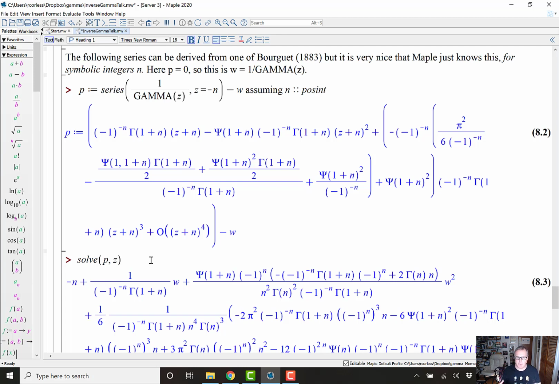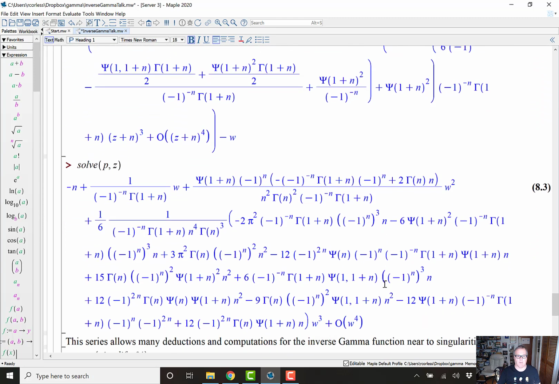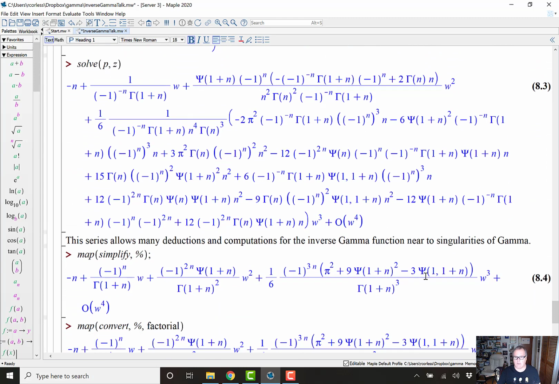Reversion of series is something that could be taught in first year calculus, but just isn't. You might get taught it in a combinatorics class where you learn about the Lagrange inversion formula, but it's just a fabulous way of getting reversed series in Maple. Just solve a series equal to 0 for one of the variables, and out pops Z is equal to minus N plus minus 1 to the minus 1 gamma of 1 plus N times W plus something times W squared plus blah, blah, blah. We can simplify that a little bit, and it cleans it up.